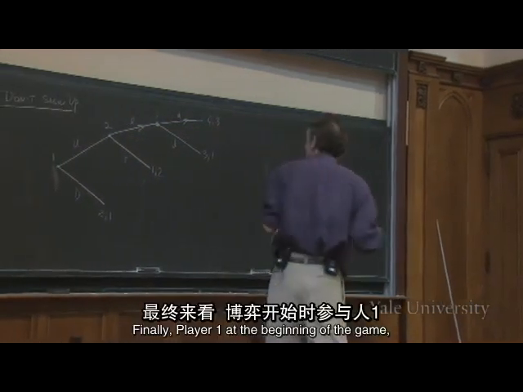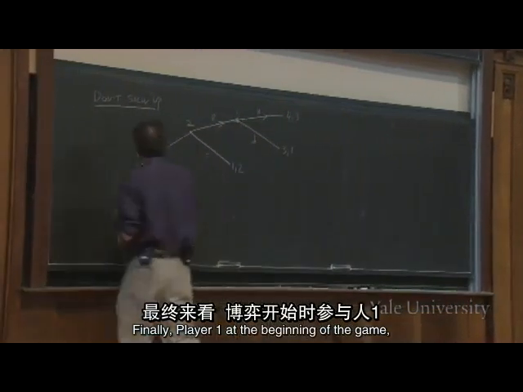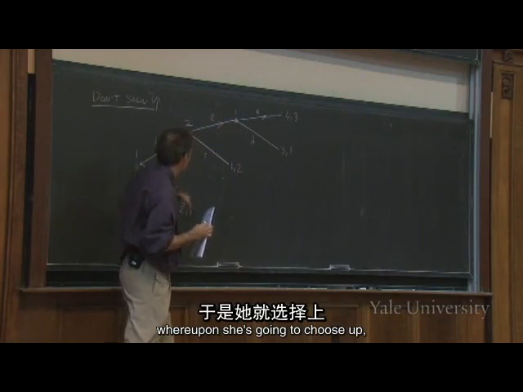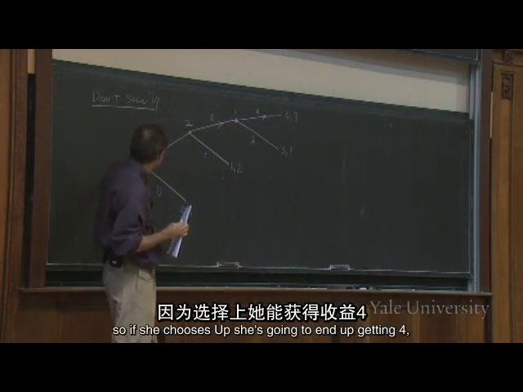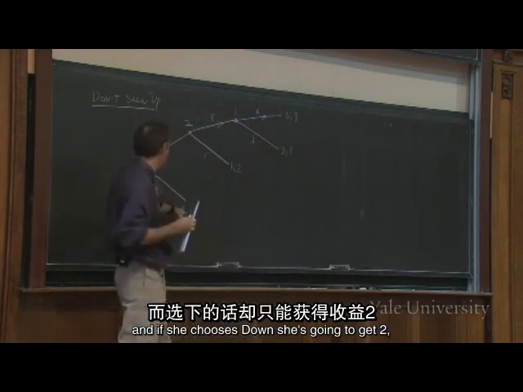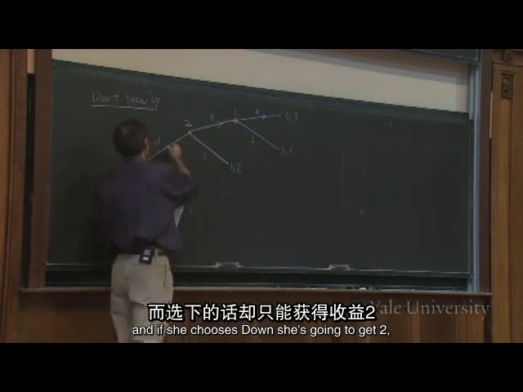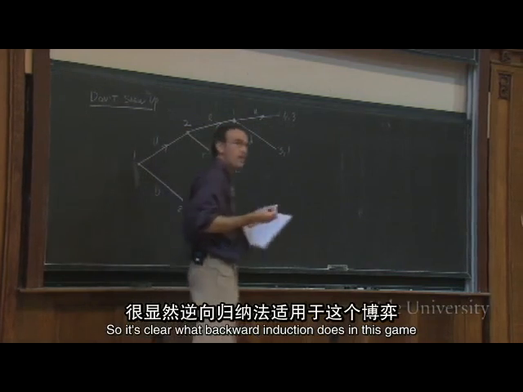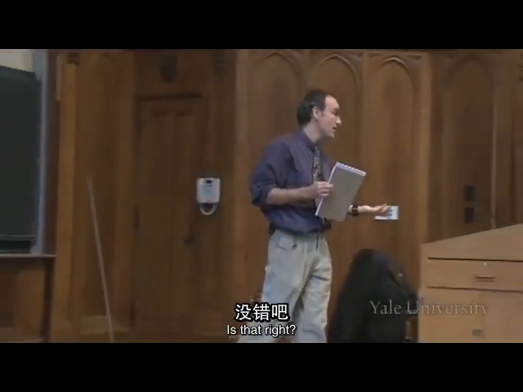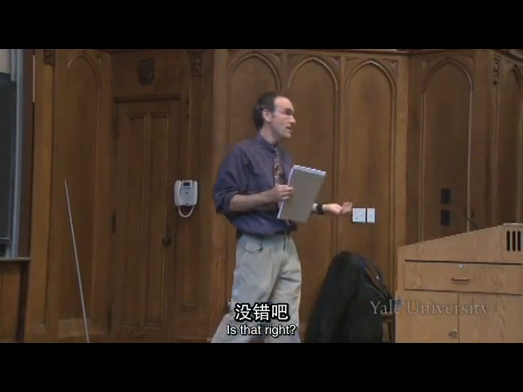And finally, player 1 at the beginning of the game knows that player 2 is going to choose left, whereupon she's going to choose up. So if she chooses up, she's going to end up getting 4. And if she chooses down, she's going to get 2. So she's going to choose up. So it's clear what backward induction does in this game, and that's what most people did in the game. Is that right?